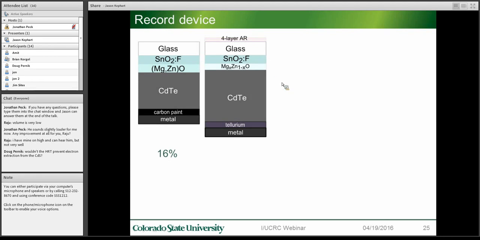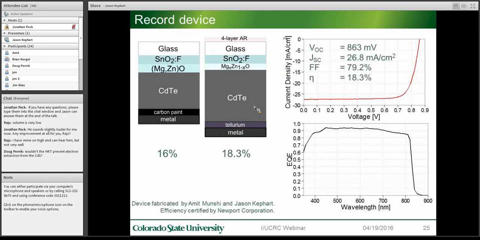We also replaced the carbon paint with the tellurium back contact that I discussed. And Amit produced the high-temperature cadmium telluride process that he has seen improvements with. And this produced an 18.3% device, which is our laboratory record. You can see it has a VOC of over 860 millivolts, which is fairly close to the best devices being made. The current is almost 27 milliamps per centimeter squared, which is an improvement from about 21 for our baseline device.